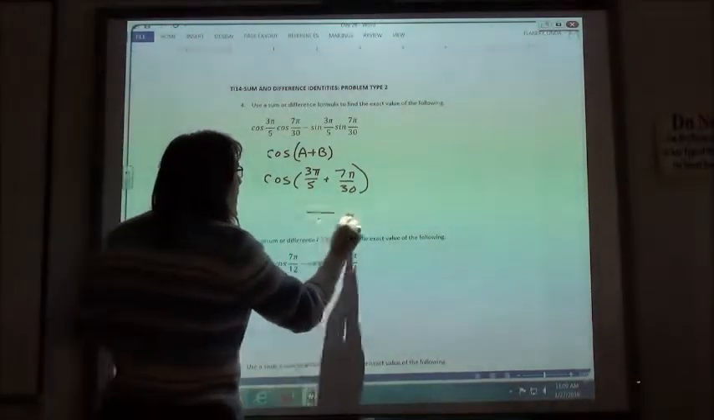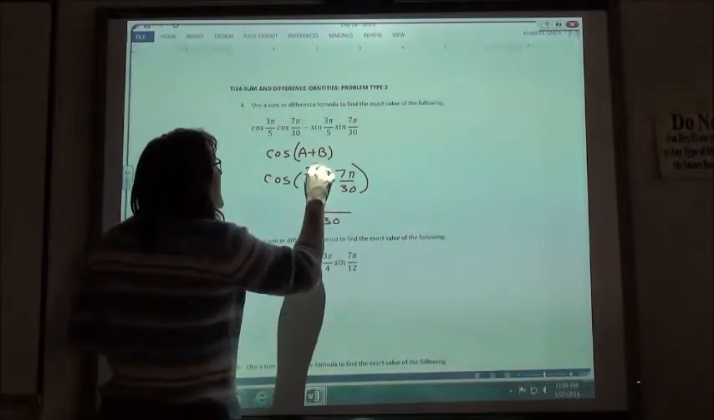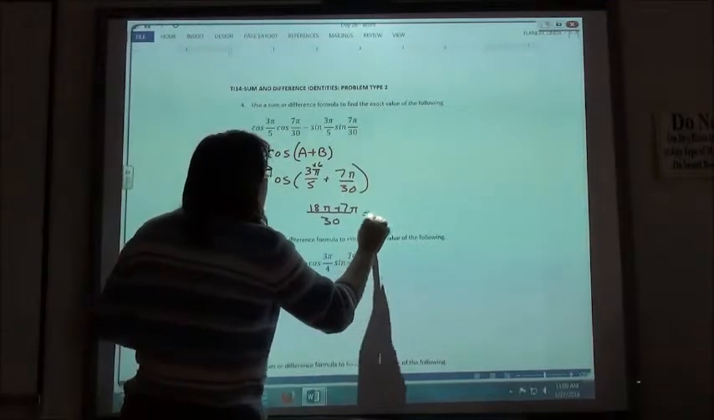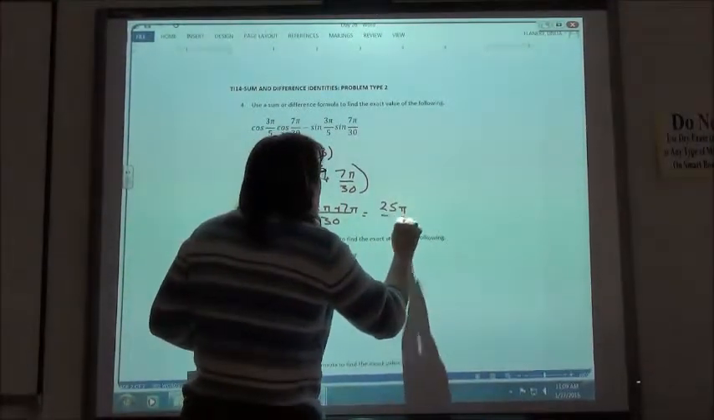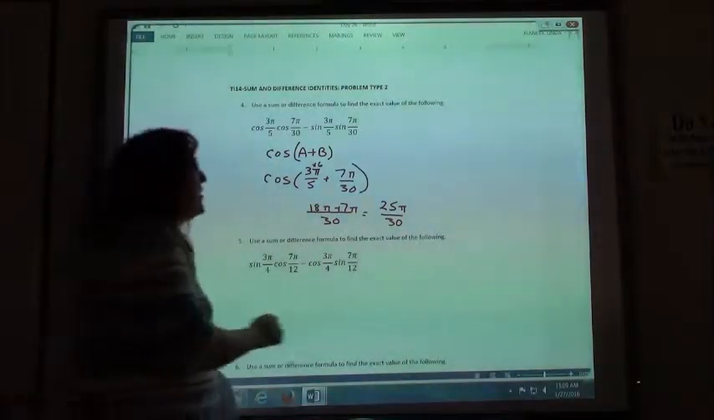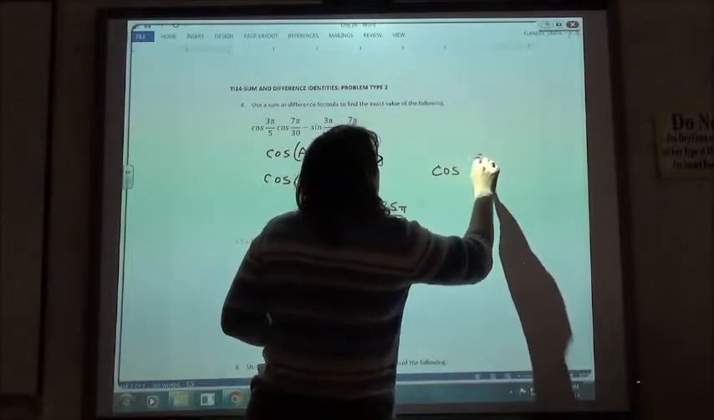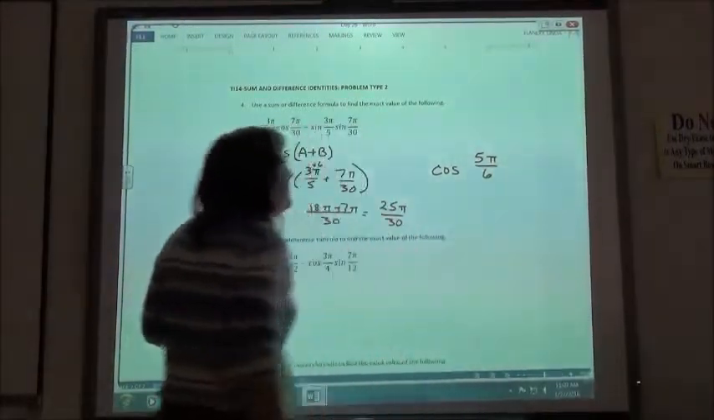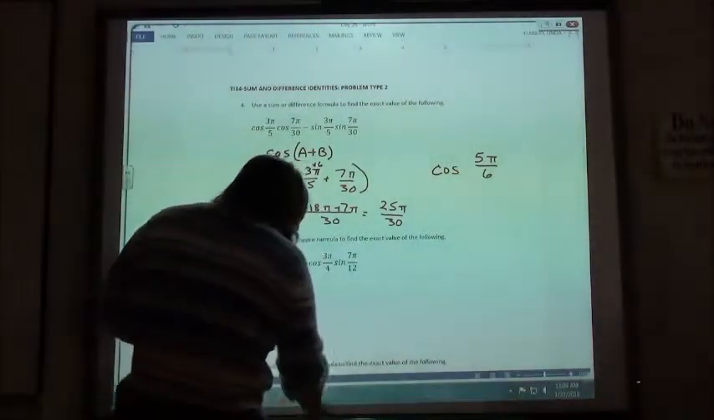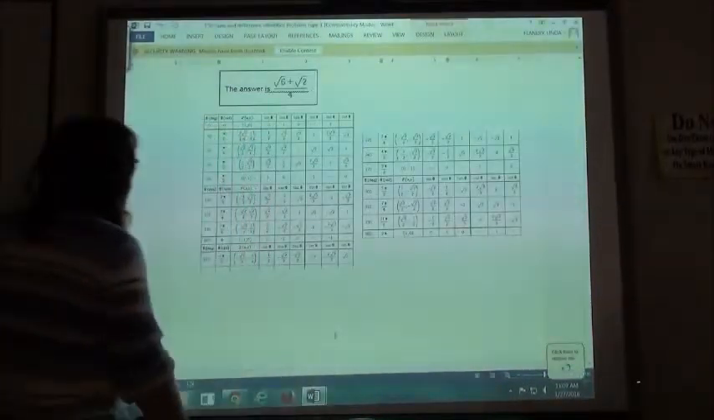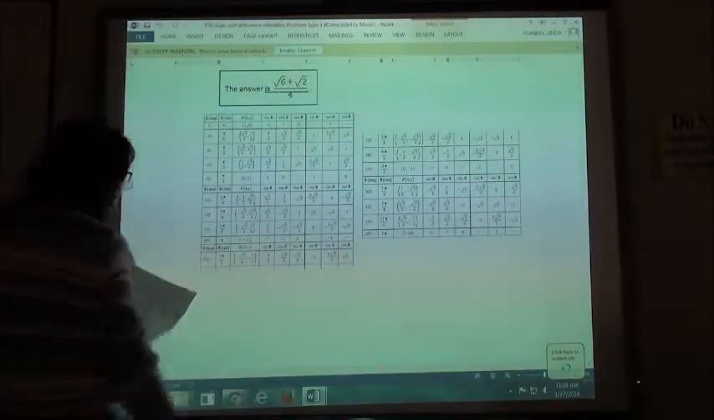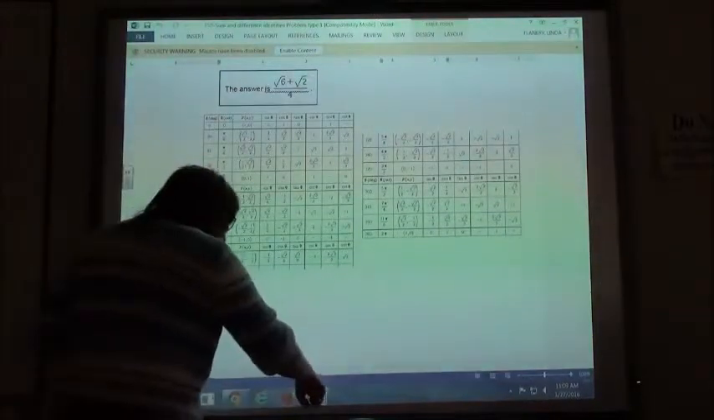So if it's over 30, 5 goes into 30 6 times, I would have 18 pi plus 7 pi, which is 25 pi over 30. And then if I divide those by 5, I would have 5 pi over 6. So cosine of 5 pi over 6. At that point in time, you're going to look up in your table, what is the cosine of 5 pi over 6? So again, if you have this table handy, 5 pi over 6, my cosine is negative square root of 3 over 2.